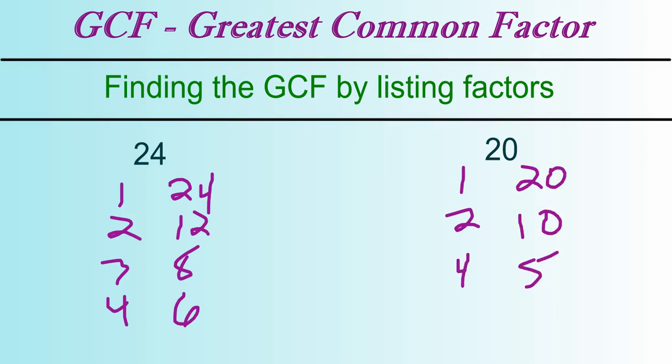So if we can actually list out all of the common factors of numbers, which depending on how large the numbers are, we may or may not be able to do, then we can just look and compare and see what the greatest common factor is, which in this case is 4. Let's take a look at another example of that.